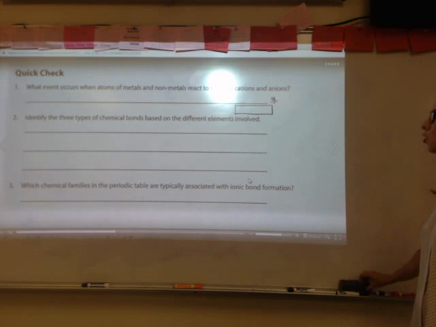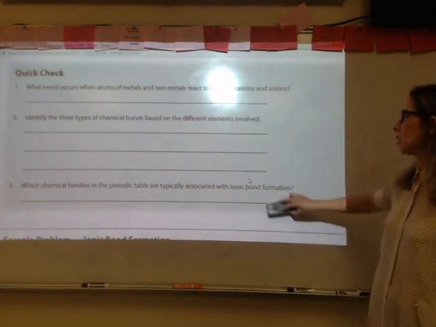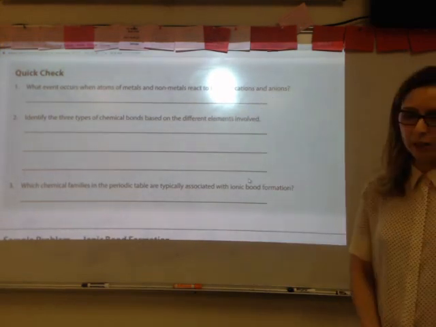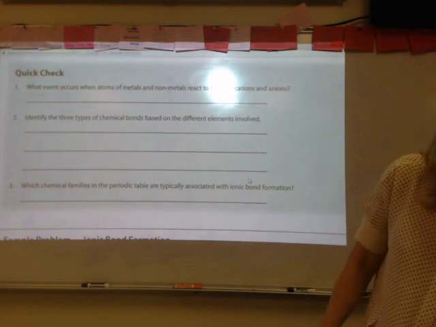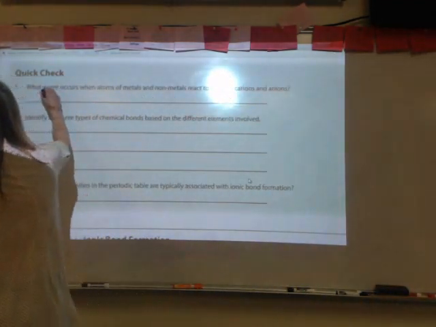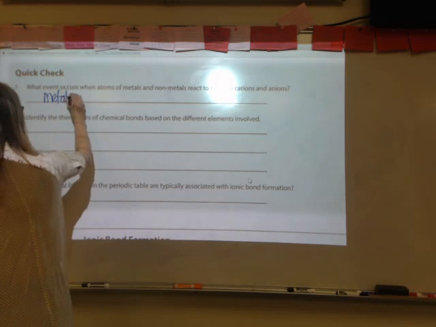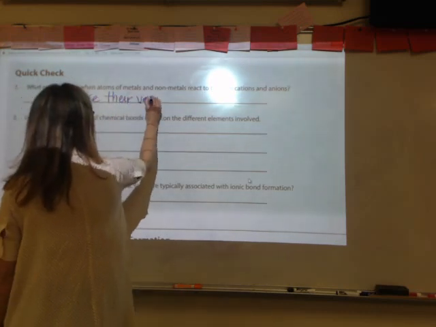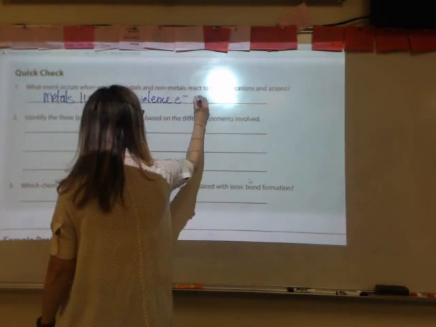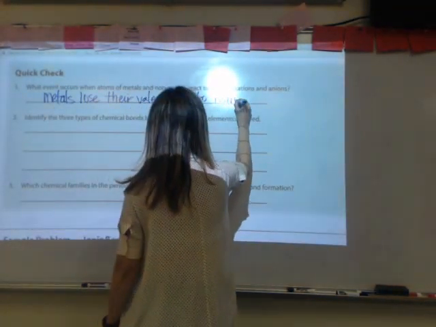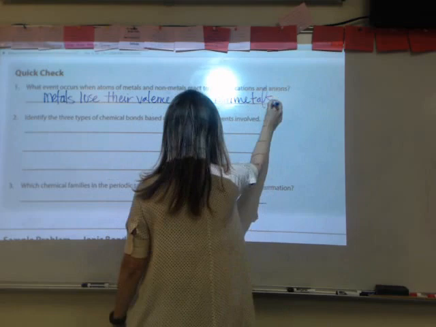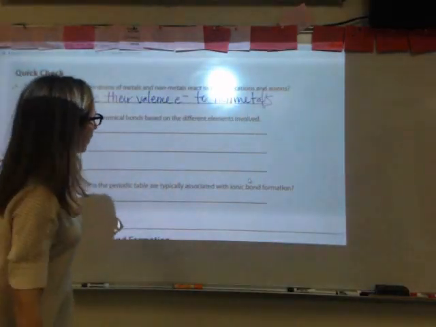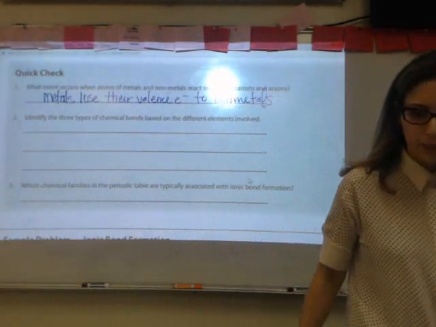What event occurs when atoms of metals and nonmetals react to become cations and anions? Well, metals lose their valence electrons to nonmetals. And that is how a metal becomes a cation and a nonmetal becomes an anion.